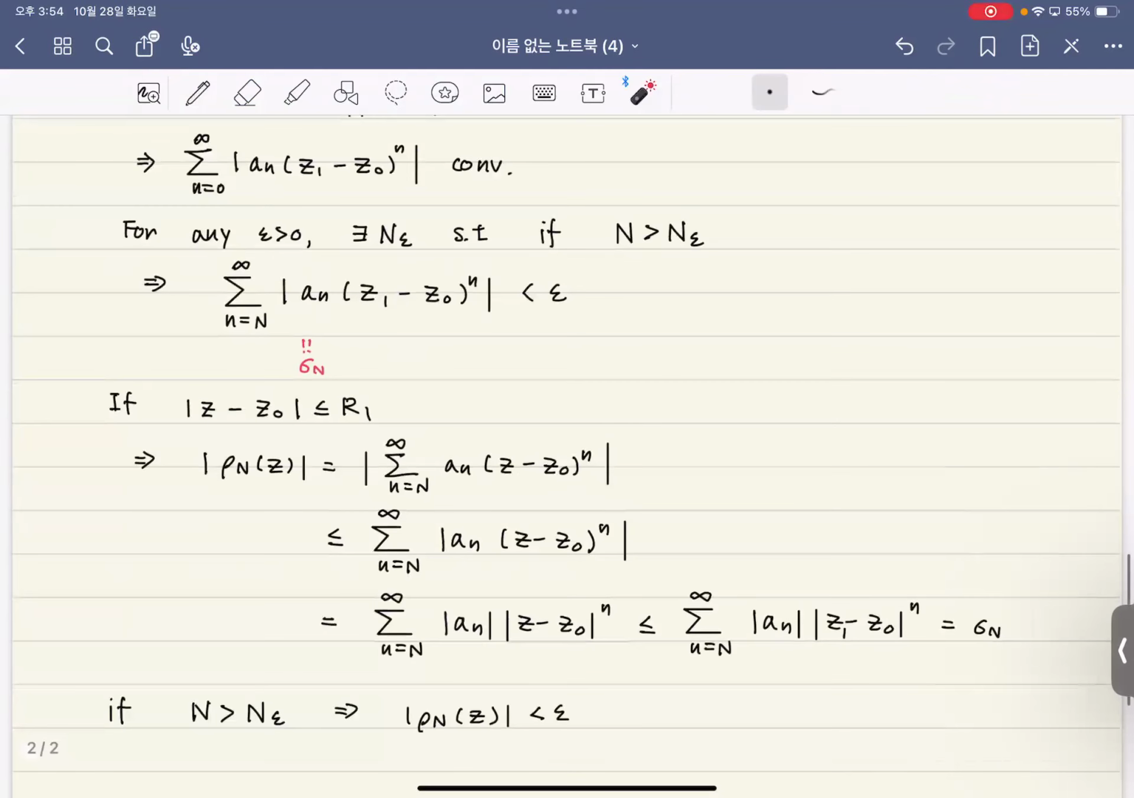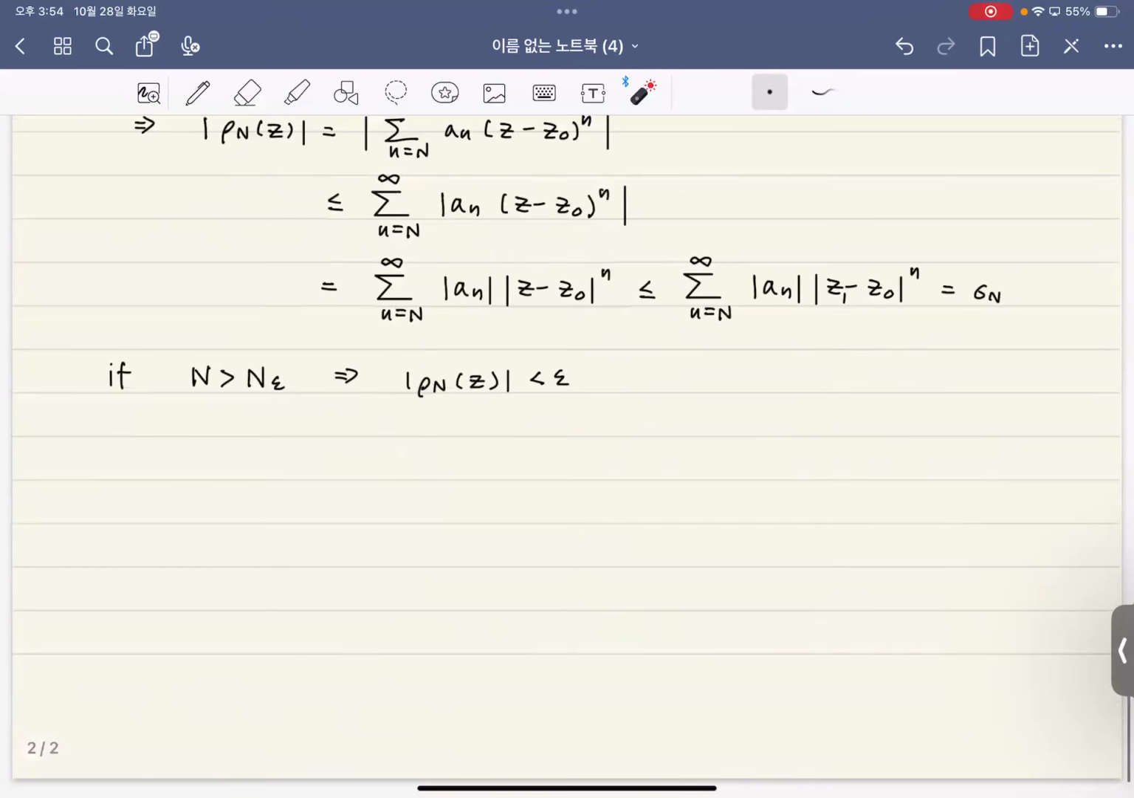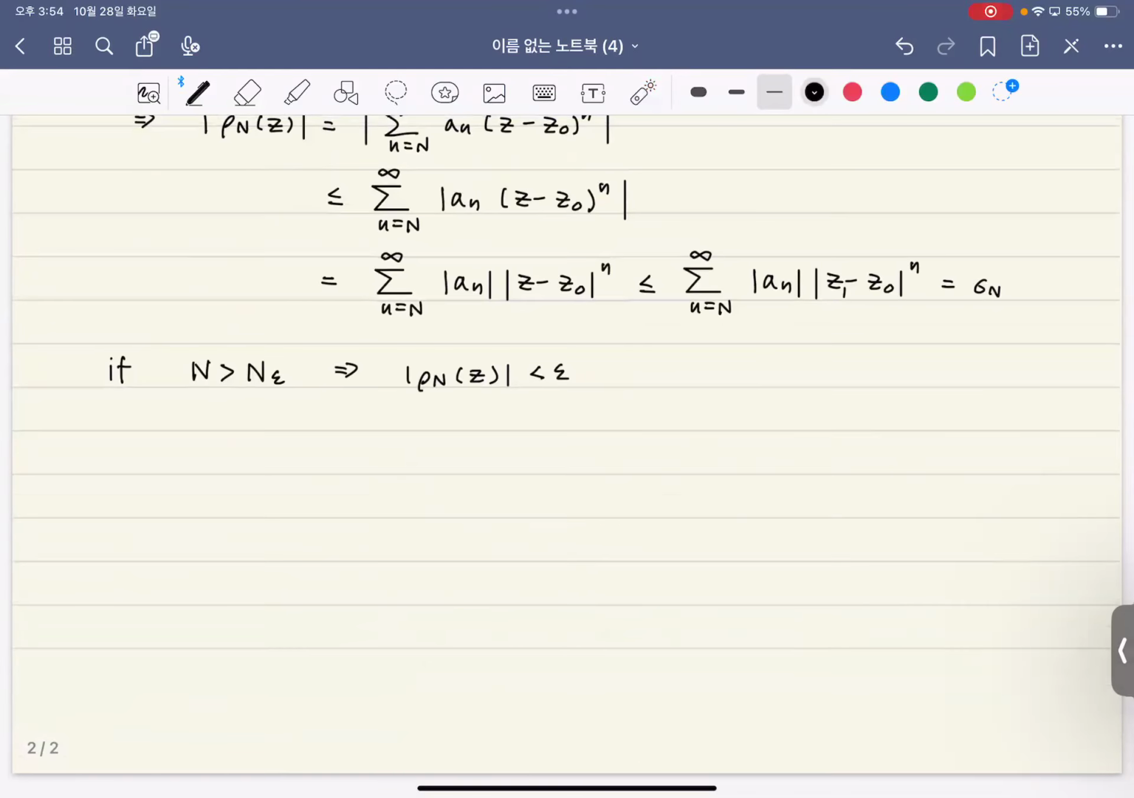And here the point is that this choice of N of epsilon is completely independent from the choice of the point in this smaller circle. Since I was able to choose this independently of the choice of the point z, this convergence is guaranteed to be uniform inside of this closed disk. Okay, so this is our first theorem.